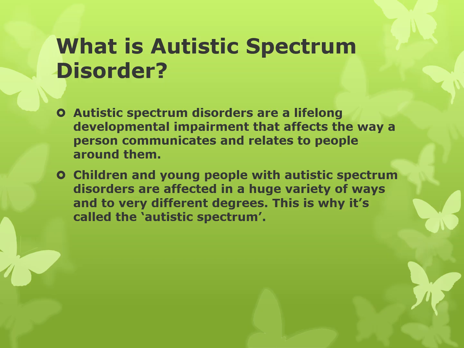Autistic spectrum disorders are a lifelong developmental impairment that affects the way a person communicates and relates to people around them. Children and young people with autistic spectrum disorders are affected in a huge variety of ways and to very different degrees. This is why it's called the autistic spectrum.